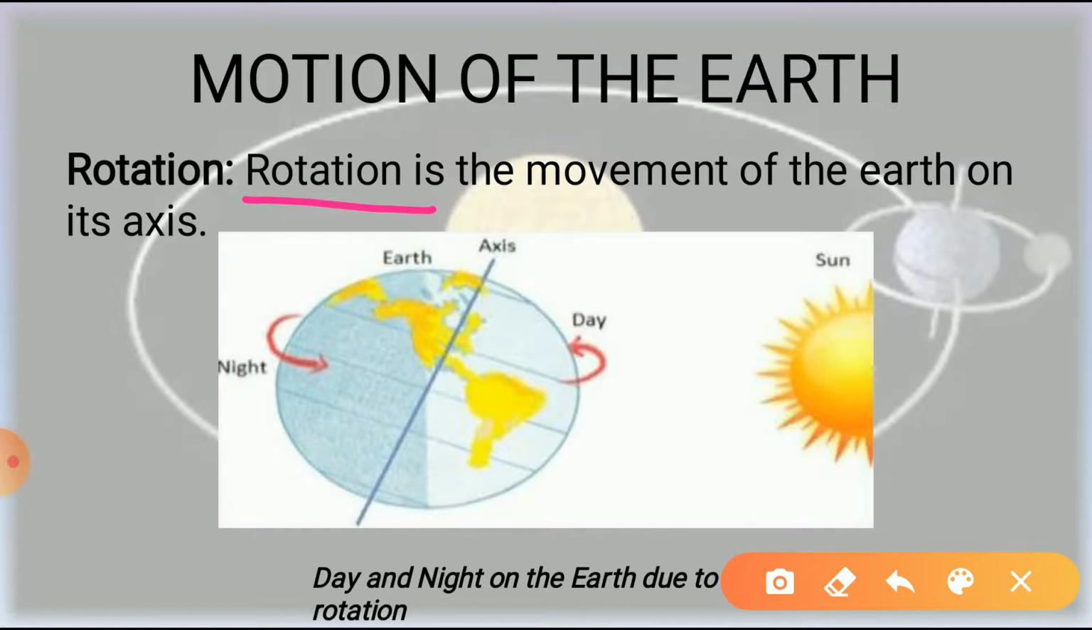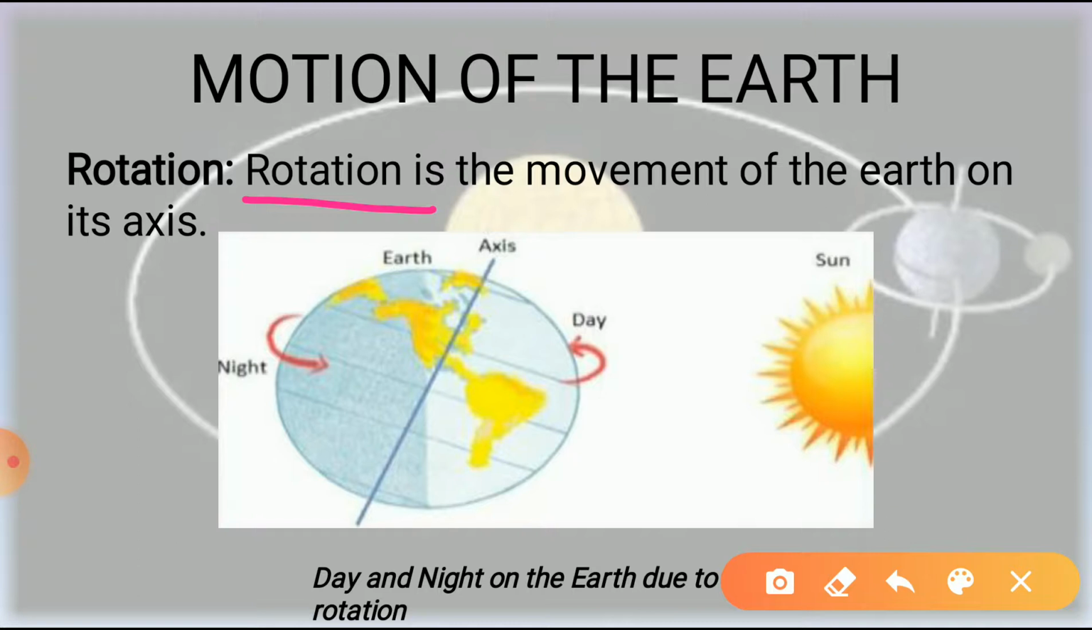An axis is an invisible line around which an object rotates or spins. The earth rotates about an imaginary line that passes through the North Pole and South Pole of the planet. This line is called the axis of rotation. Earth rotates about this axis once each day, approximately 24 hours.